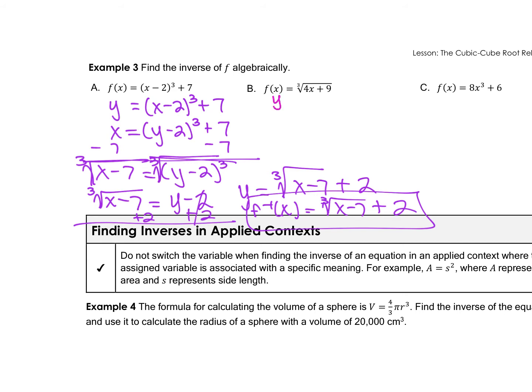So same thing, we need to replace f of x with y. Switch your x and y. Notice to get y by itself, I have to get rid of the cube root before I can do that, so I need to cube both sides. And then getting y by itself, subtract 9.